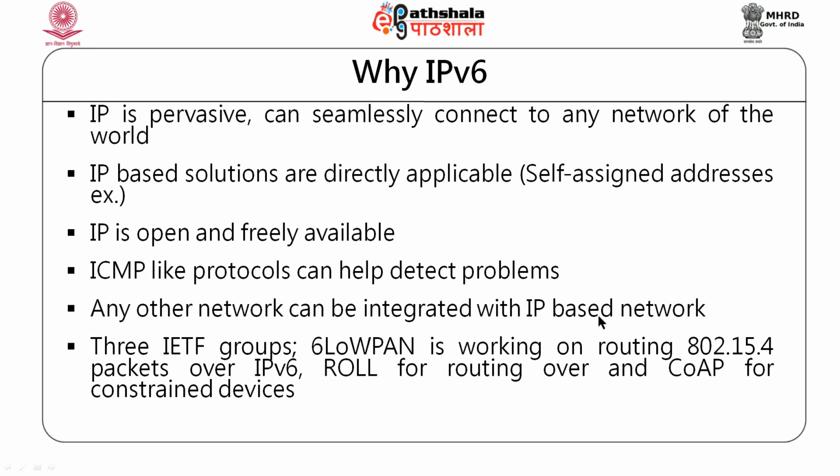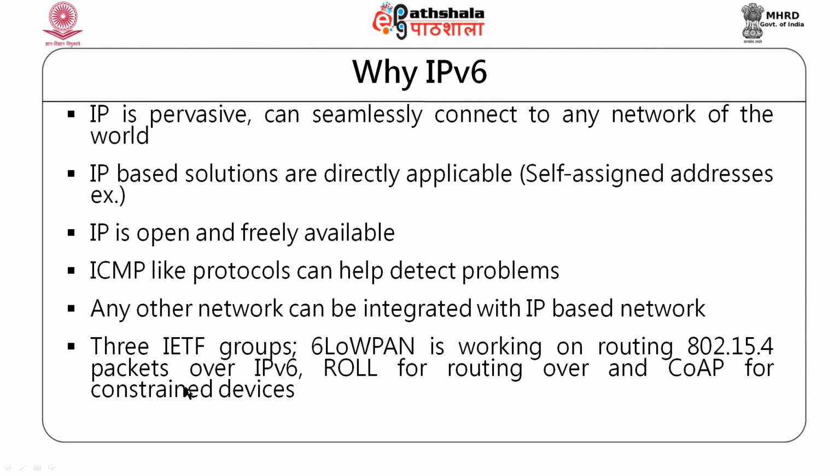Any other network can be integrated with an IP based network. So, if I have some other network to connect to the IoT network, I can seamlessly do it, because it is all IP and the others are also IP. So, I can easily communicate with that address, I can join these two networks, that is the power.